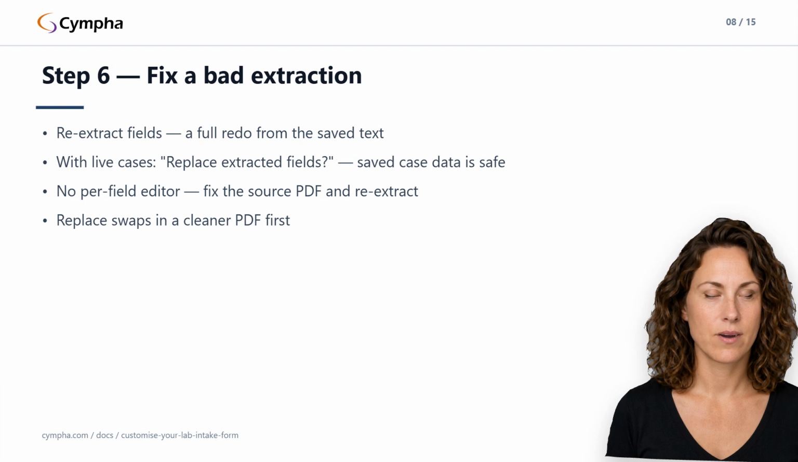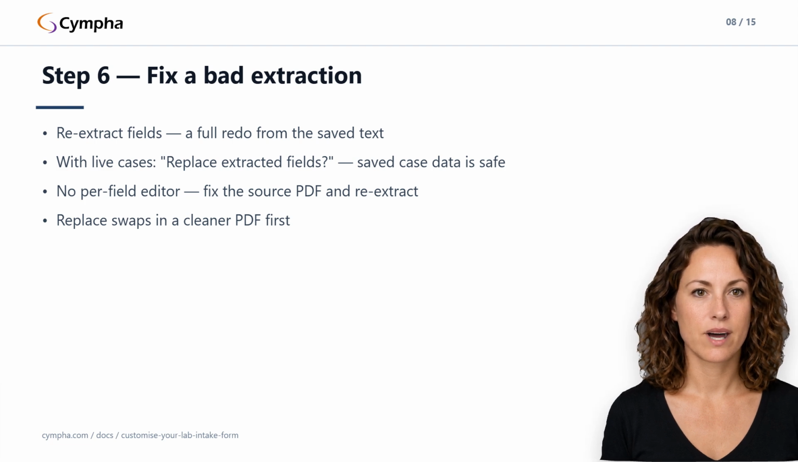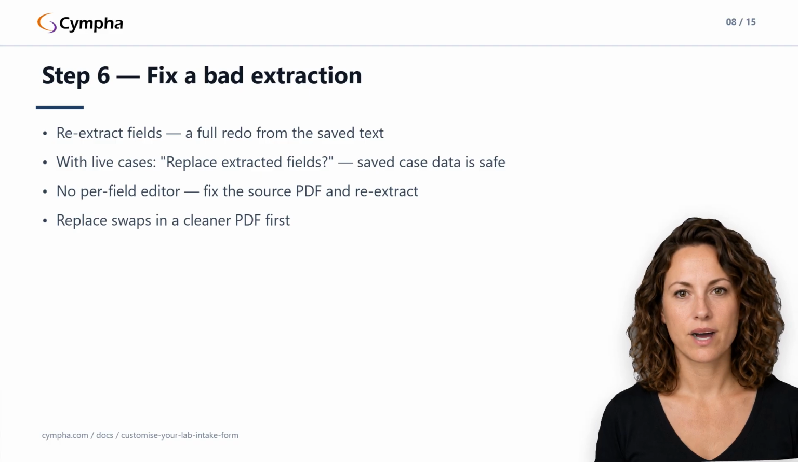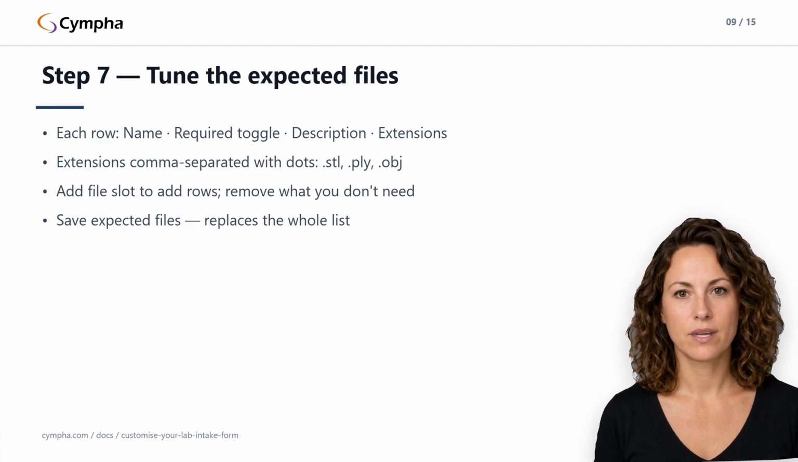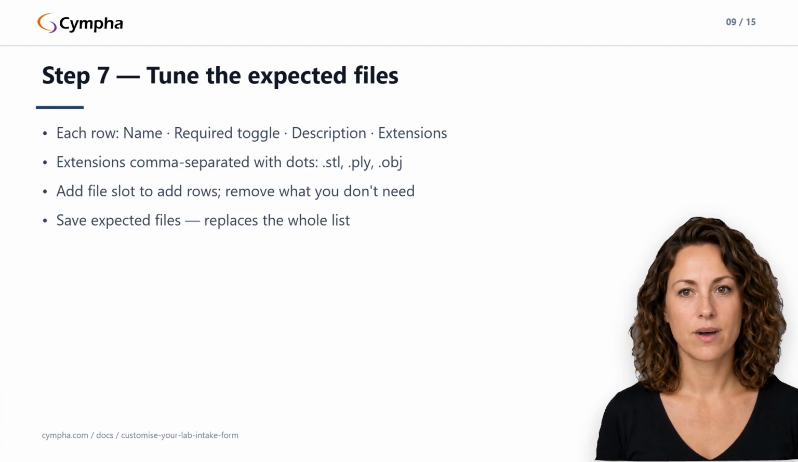And if you want to start over completely, the trash icon at the end of the service row deletes the service so you can add a fresh one. But hold that thought until the end of this lecture, because deletion has a sharp edge we need to talk about. The expected files checklist, by contrast, is the exact opposite of the form fields. That one is fully hand editable, and it's our next step.